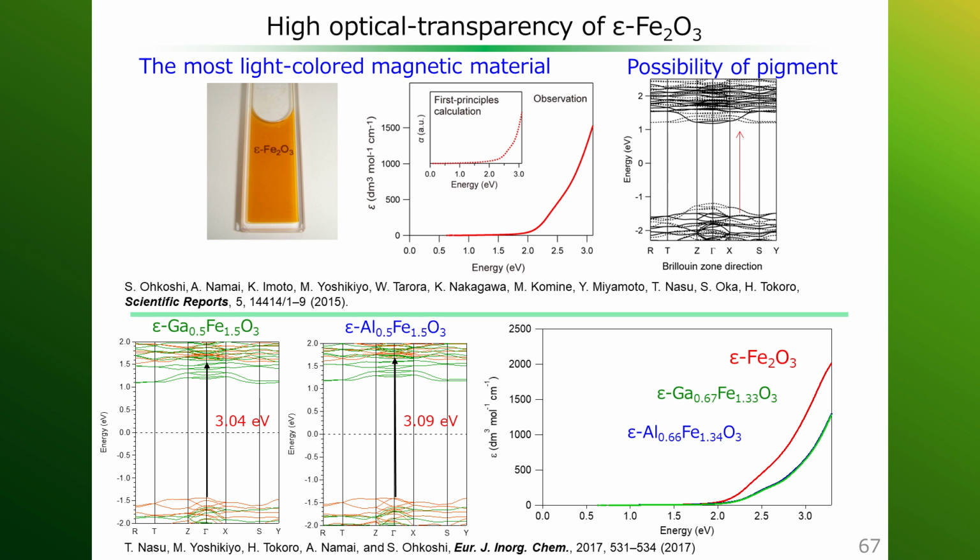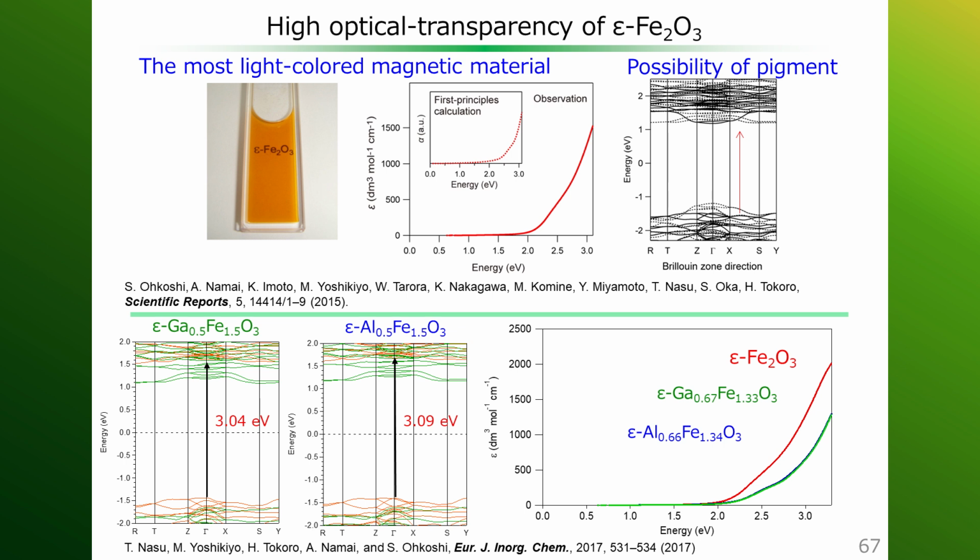Lastly, the epsilon iron oxide, which I noticed from the beginning when I handled it, is light in color. Normally, magnetic materials are dark in color, they are blackish. However, this material has the characteristic of being very light in color. Because of this light color, I had in my mind the possibility of using it as a pigment or dye.